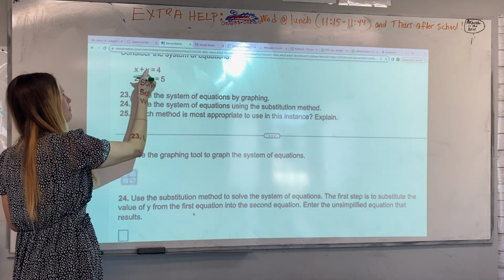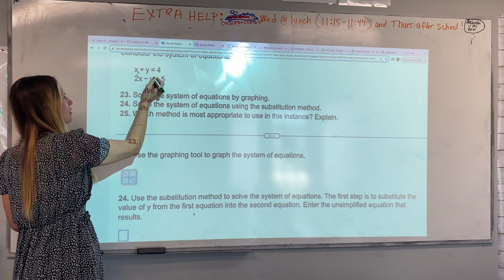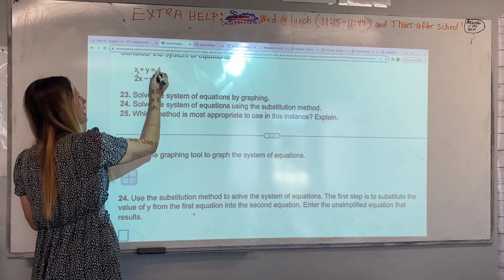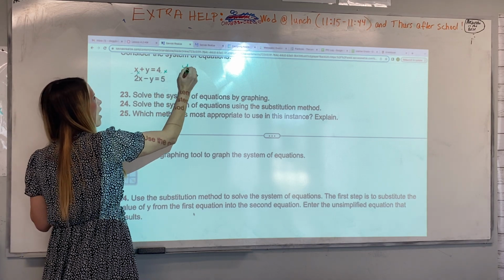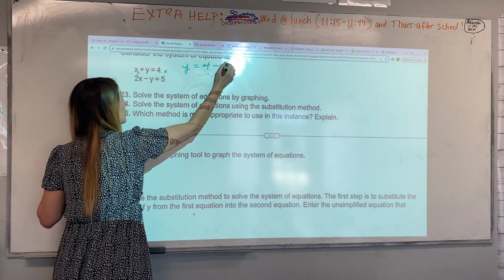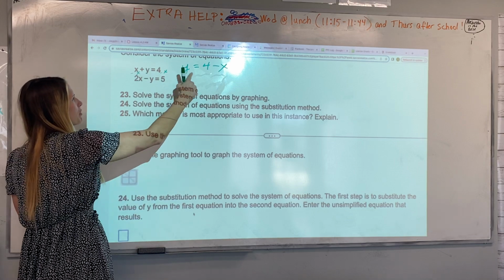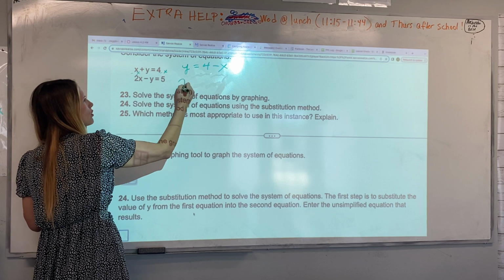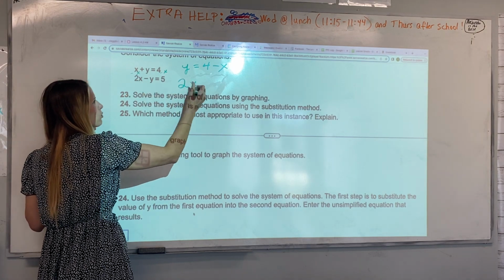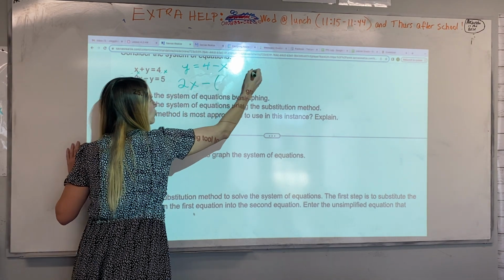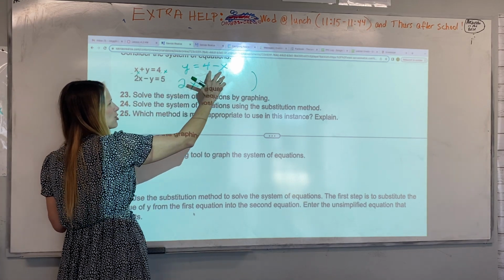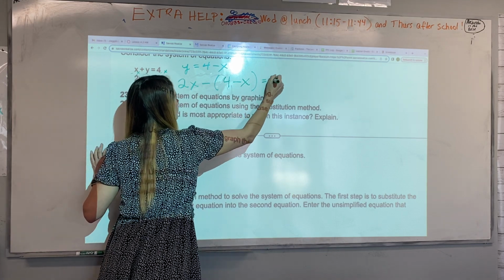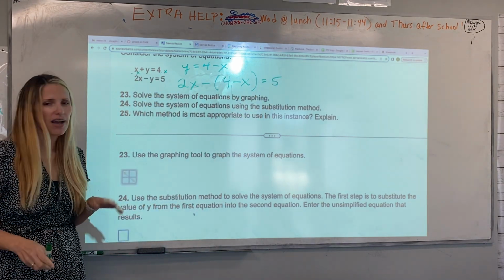Okay, so now we have to subtract x. Wait, didn't we do that? No, I didn't. Okay, subtract x from both sides, and we get y equals 4 minus x. Now I can replace my y value with this expression 4 minus x. 2x minus y would be minus open parentheses, and y is going to be exchanged for 4 minus x equals 5. So unsimplified, that's what it should be.